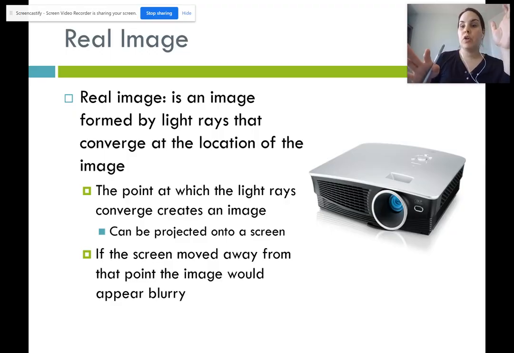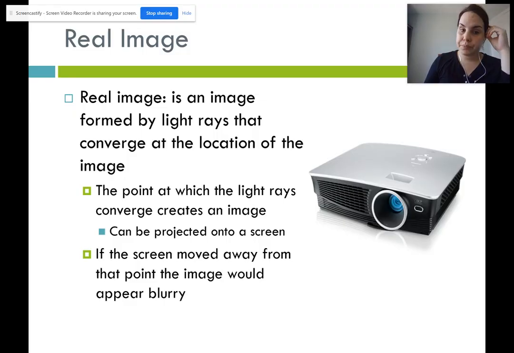Okay, so if we actually look at the screen, if we were back at Tommy Douglas and I went up to my smartboard screen, there's actually light on the screen. That's why if I was to stand in front of the projector, there would be a shadow created and you wouldn't be able to see the image anymore. So it's where an image is actually formed and light is actually getting to that location. Most often we see real images in projectors.